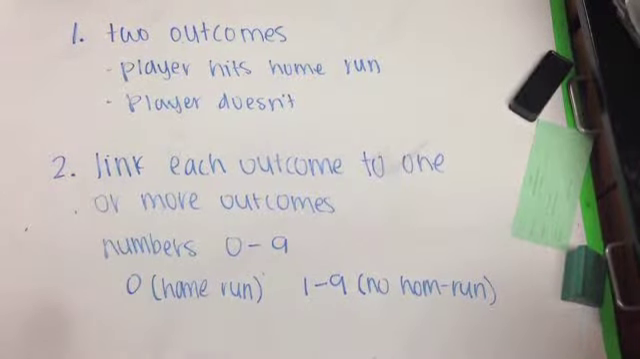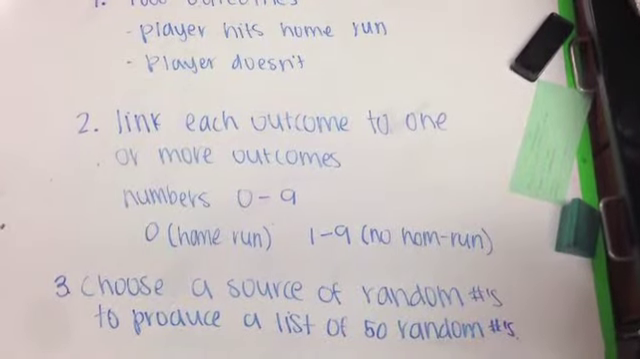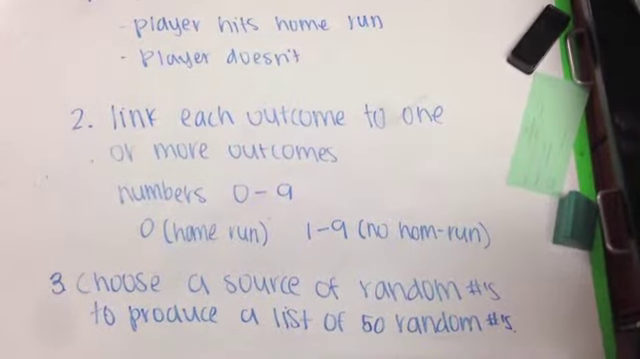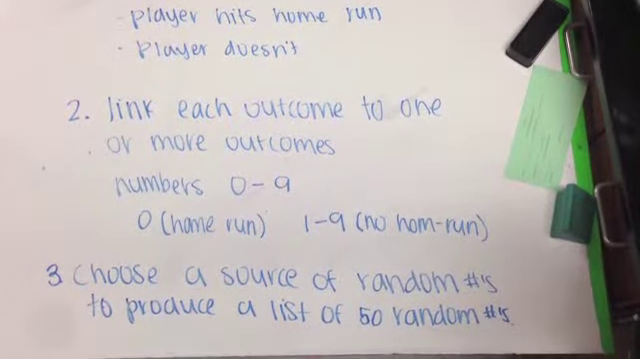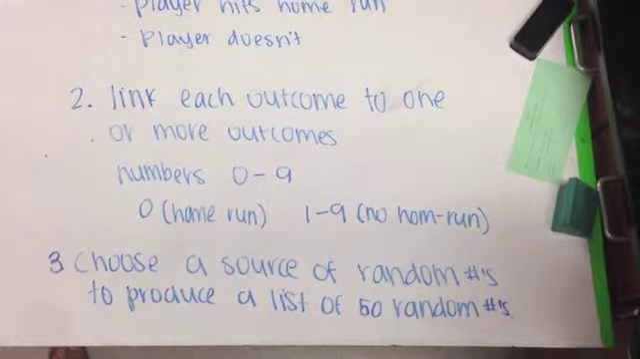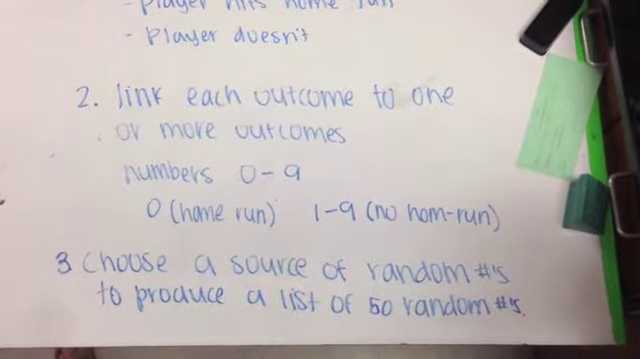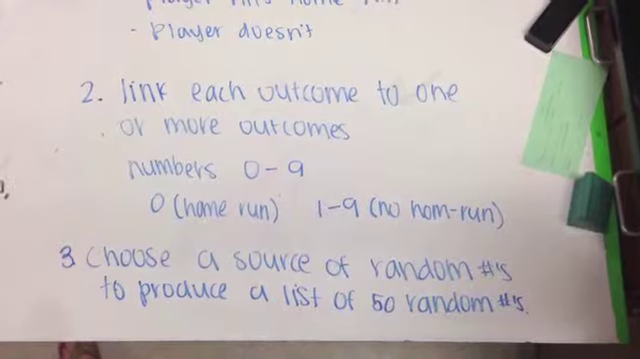Step 3, we want to choose a source of random numbers to produce a list of 50 random numbers, and we're choosing 50 because that's a large sample size or experimental size that we can use to come up with good results for our simulation. We can use a computer random generator, the calculator random generator, or we can also use a random digits table.